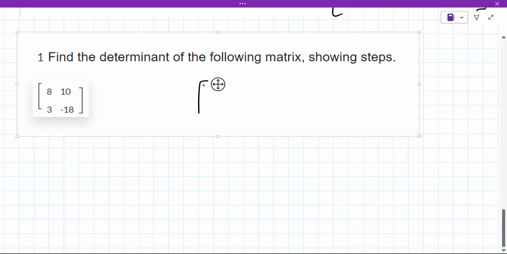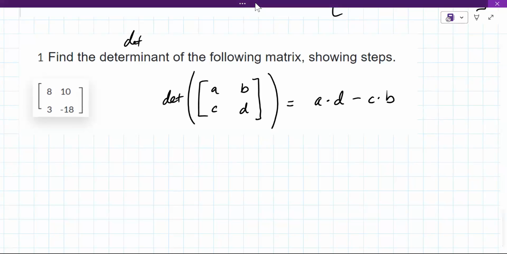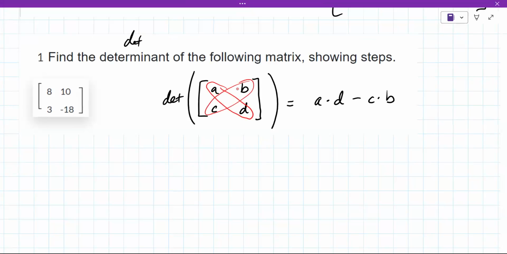The formula is the matrix is really composed of 4 elements, A, B, C, and D. And the determinant, DET stands for determinant, of this matrix is A times D minus C times B. So if you notice, it's kind of a butterfly. You're multiplying diagonally like that.